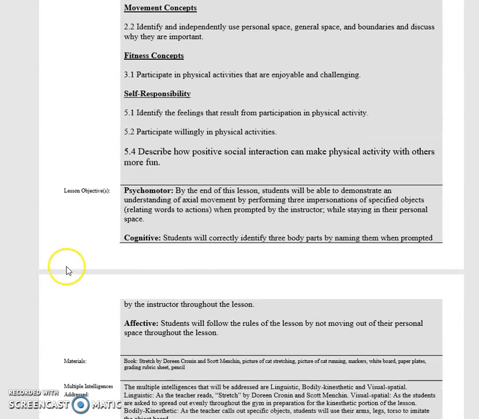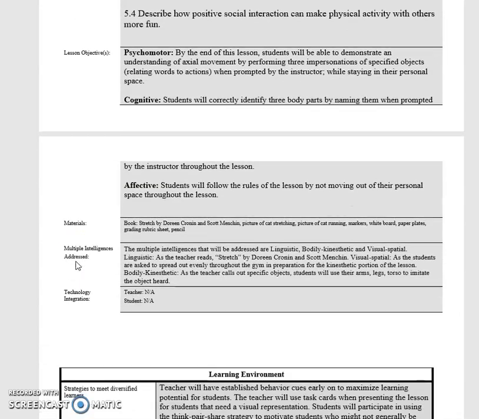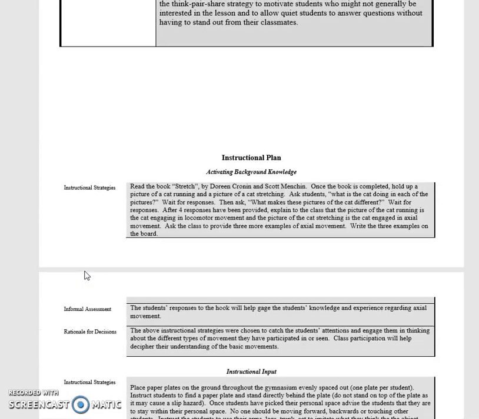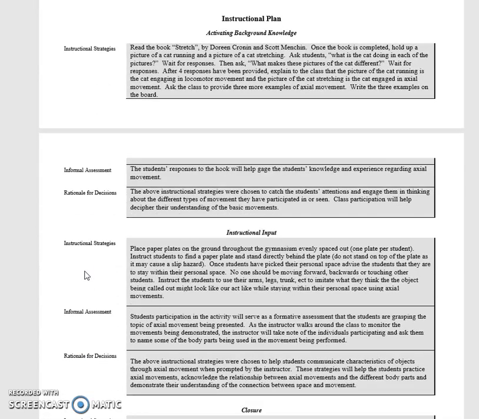We go down a little bit, we have the lesson objectives, materials, multiple intelligences being met. We also have the strategies to meet for diversified learners. And then here is where we get into the actual lesson plan, and here is where we're going to start the lesson.